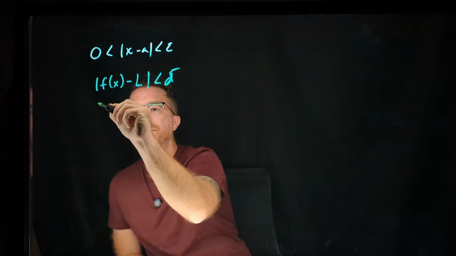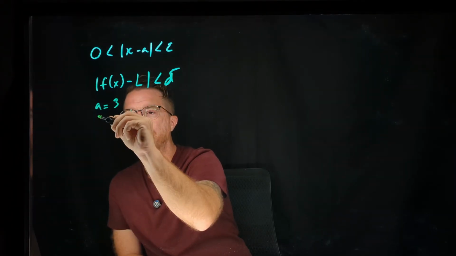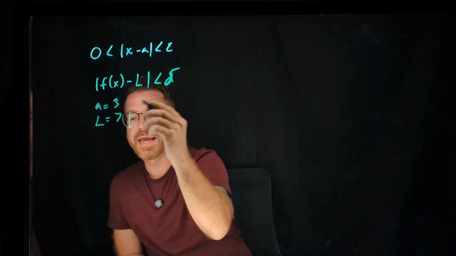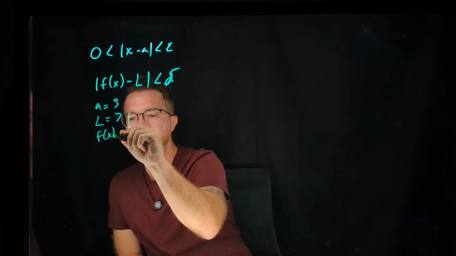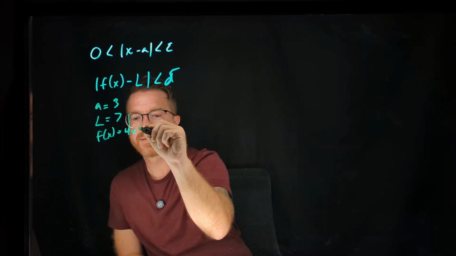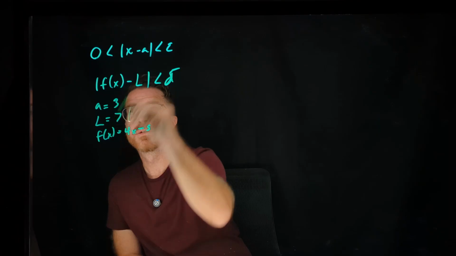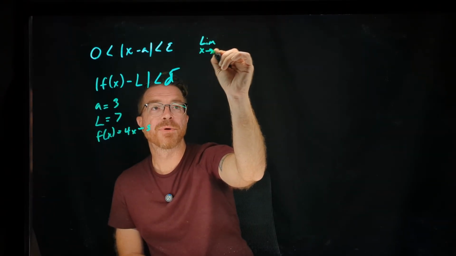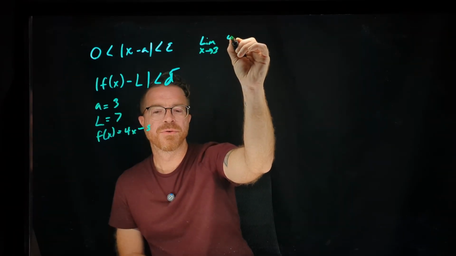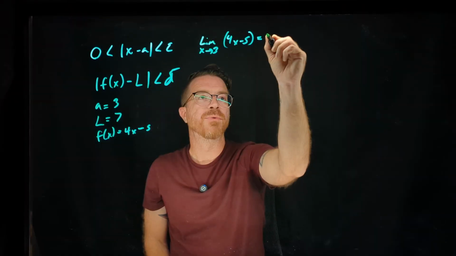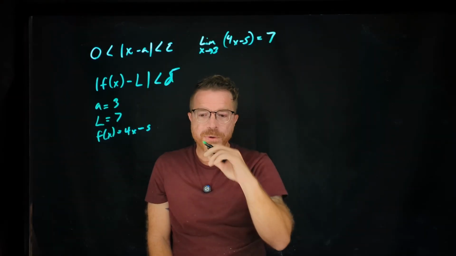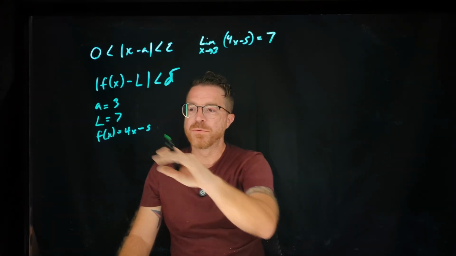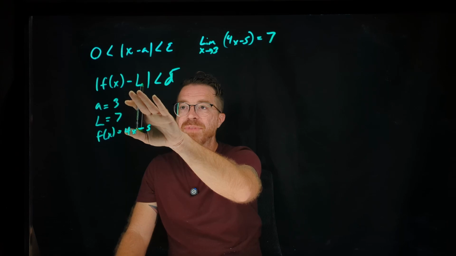And in this case, we have a is equal to 3, we have L is equal to 7, and we have f of x is equal to 4x minus 5, right? Because our original limit was the limit as x approaches 3 of 4x minus 5 equals 7. So what we're doing is we're starting with the fact that we're going to be looking at the absolute value of this here, right?